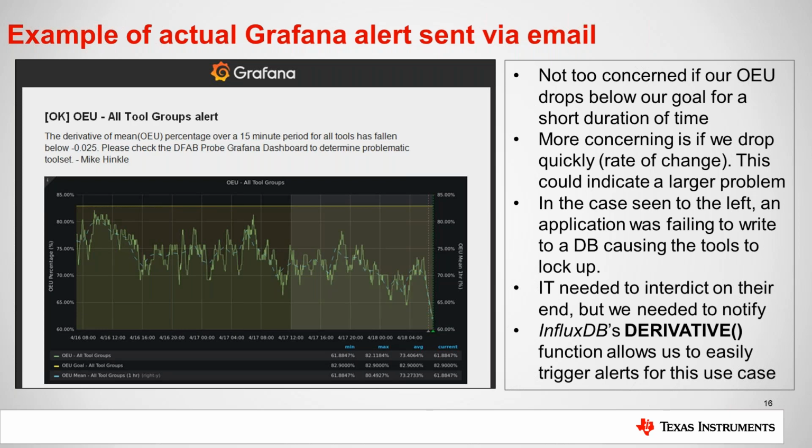With Grafana, I could easily do that and set up an alert rule, and I was actually able to receive this email. The instance that I'm showing you happened in the last month or two, where our systems were failing to write to a database. So it was actually locking up our tools.